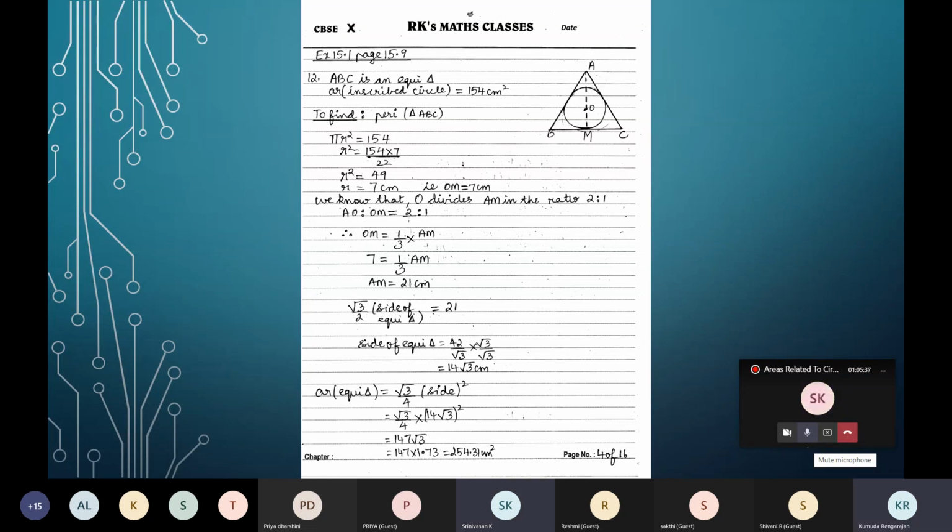Ma'am, how do we know that the ratio is 2:1? Yeah, I must tell you that. Just take it for granted now and continue with the working. Go through the working. I'll tell you that.